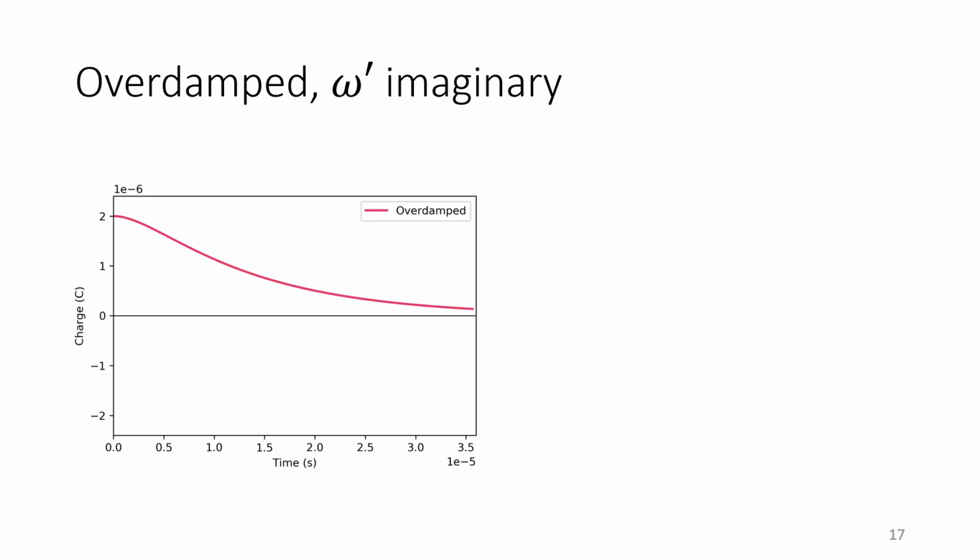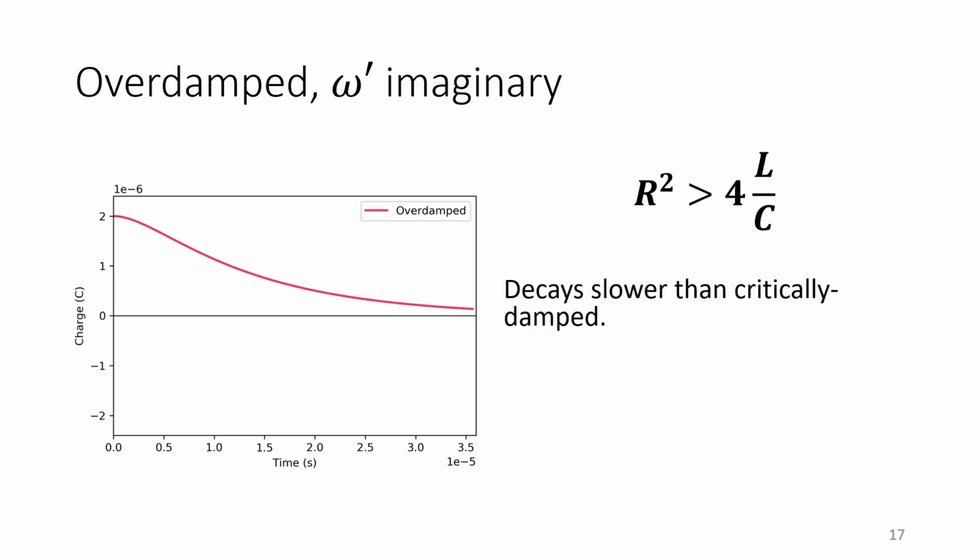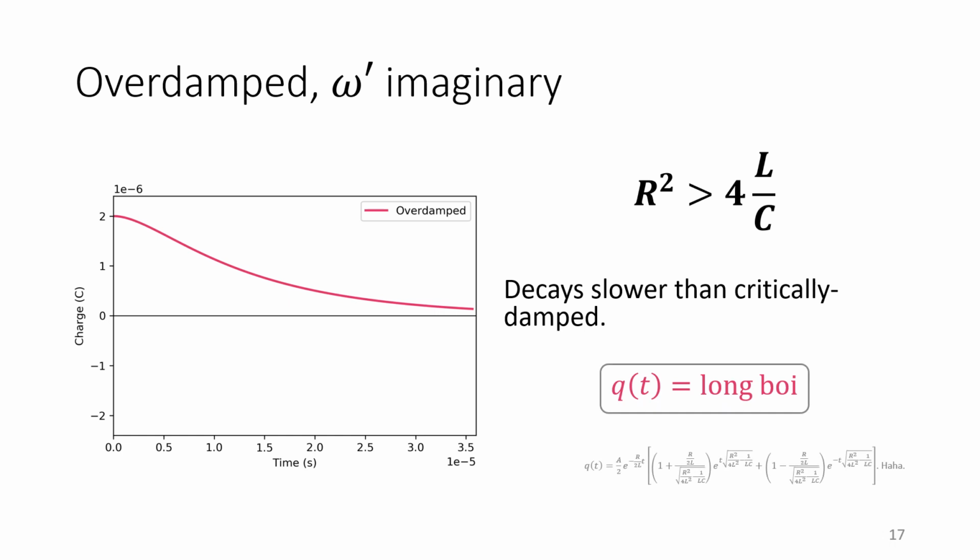Now, the overdamped case basically turns our R value high enough so that the omega prime will actually be imaginary. This means that R squared is greater than 4L over C. What happens is the overpowering resistor disallows charge oscillation, similarly to the critically damped case, but this time it's strong enough that its delay for the decay is longer than in the critically damped case. Now, the solution is a long one. I'm not really going to show you because it might intimidate you, so I'll keep it hidden for your peace of mind.